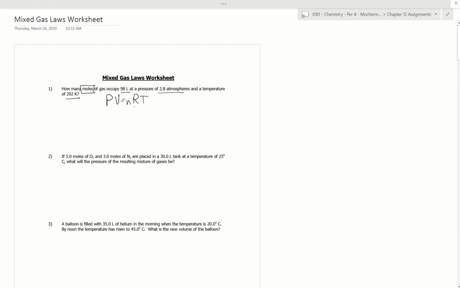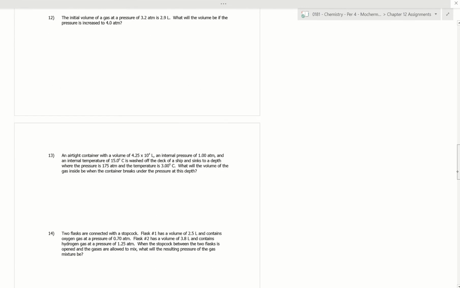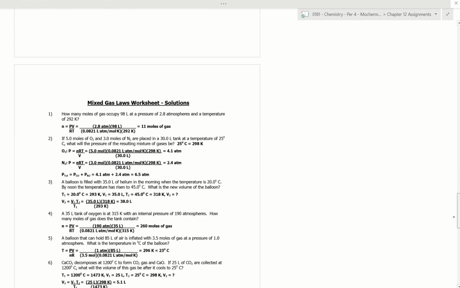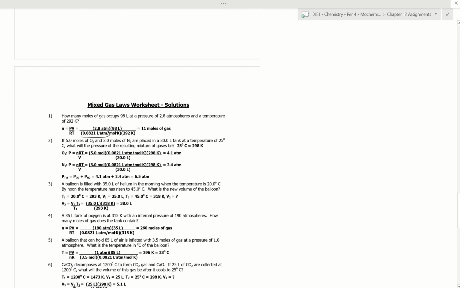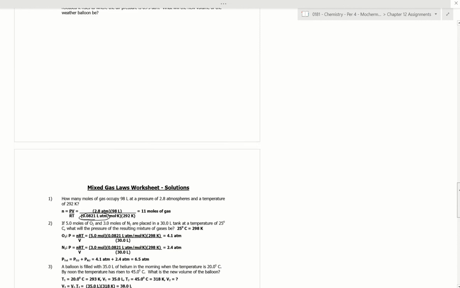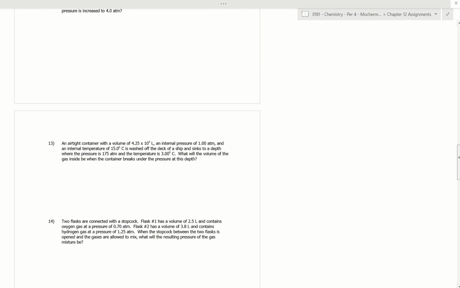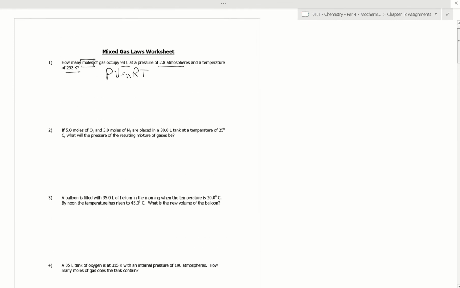If you solve this with kilopascals rather than with atmospheres, if you look down at the solution, you can see that they used 0.0821, which means that this worksheet is solving everything in atmospheres. If you used kilopascals, you're still going to get the same answer. You're just going to use a different R. But because the pressure is in atmospheres, we might as well use the R for atmospheres.